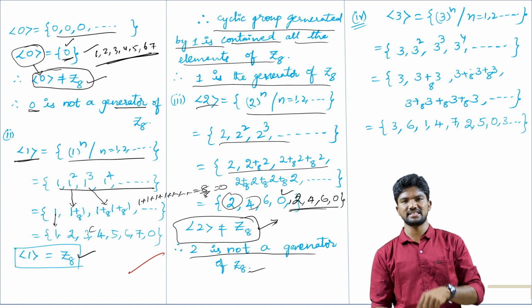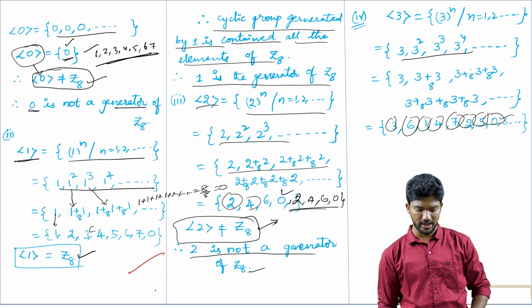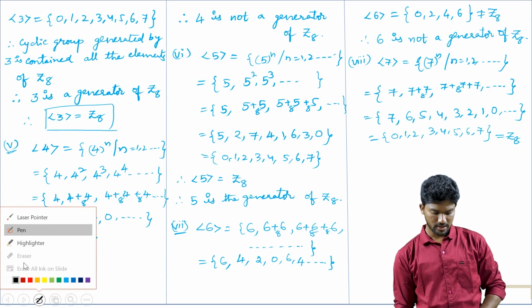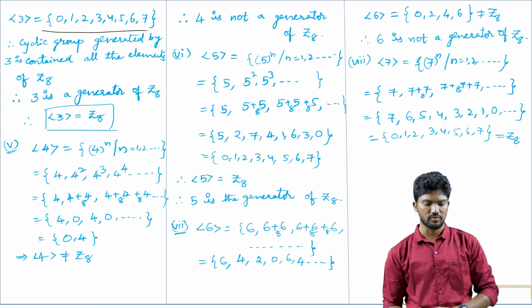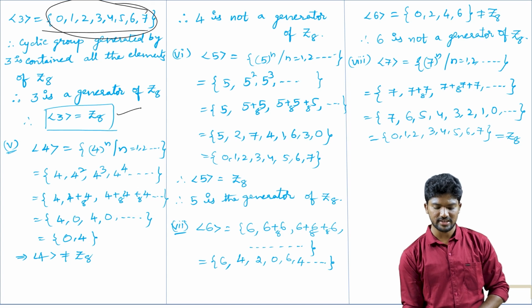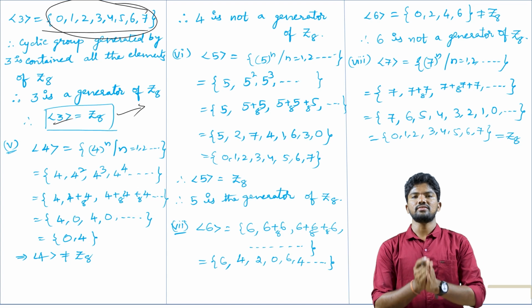Then next, 3. 3 is a generator. Why? Because if you apply the properties, you will get all the elements: 3, 6, 1, 4, 7, 2, 5, 0. After 0, if you proceed again, you will get the same numbers only, a repetition of the numbers: again 3, 6, 1, 4. So you have to terminate there. So the cyclic subgroup of 3 is 0, 1, 2, 3 and so on up to 7. These are all the elements of Z suffix 8. So clearly we can say that 3 is a generator of Z suffix 8.